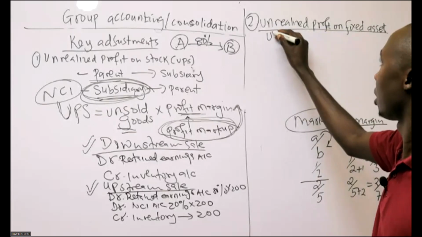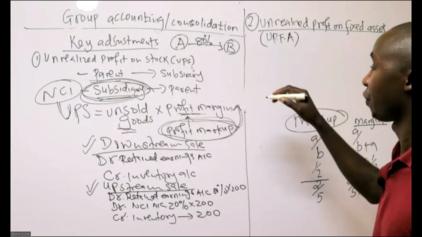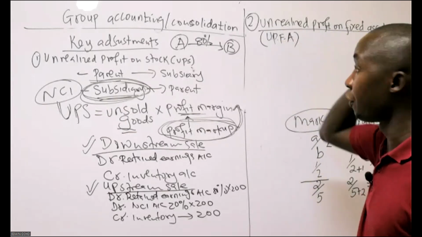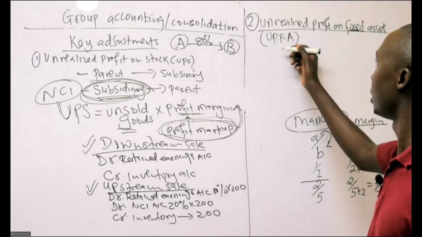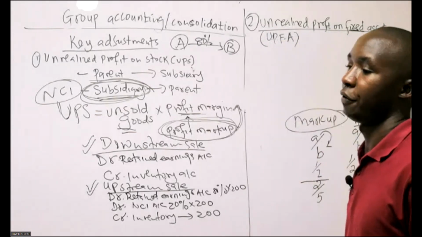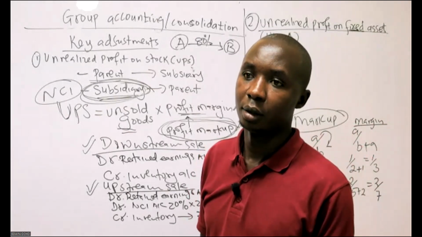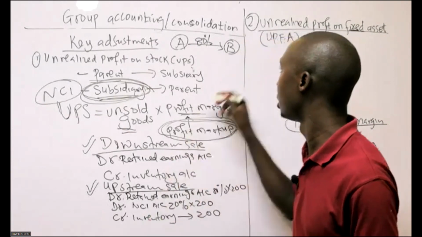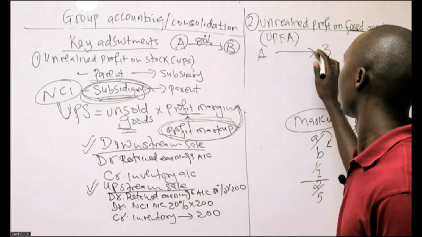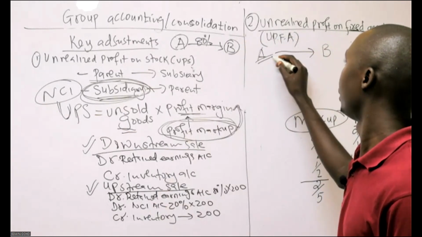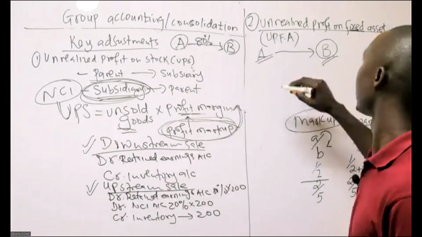I always use the abbreviation UPFA. This is now fixed asset, which is sold, which is transferred at a profit. Fixed asset transferred at a profit. So A and B. A transferred a fixed asset to B. A making a profit. But now they will never tell you that B resold the asset.